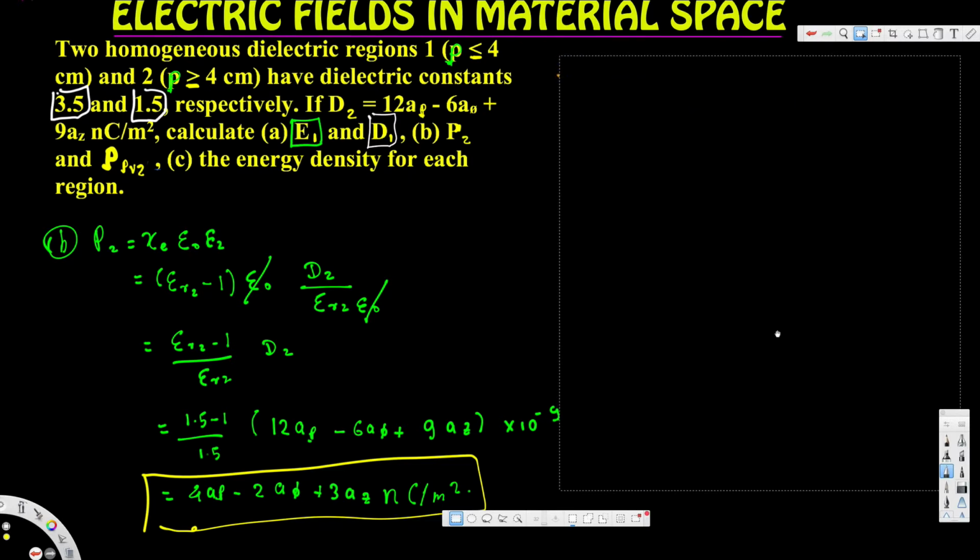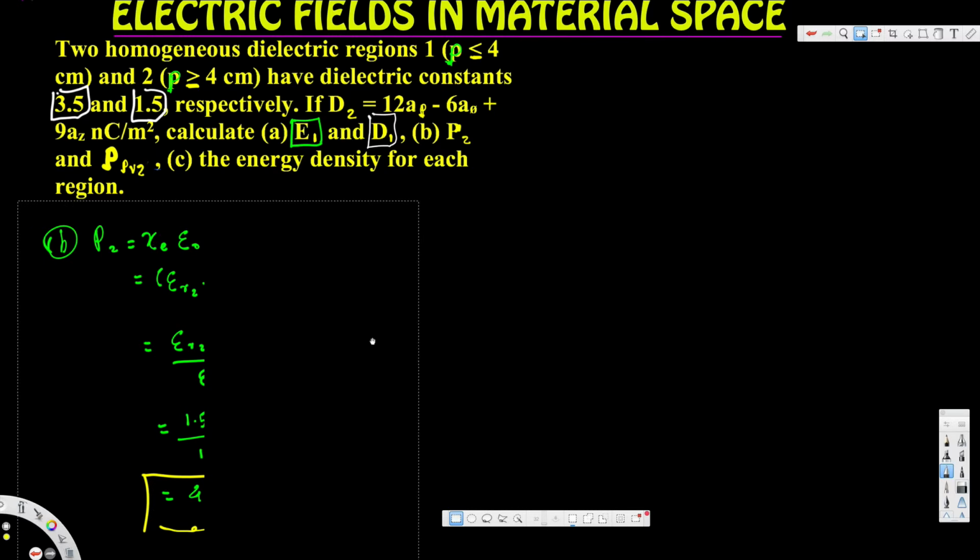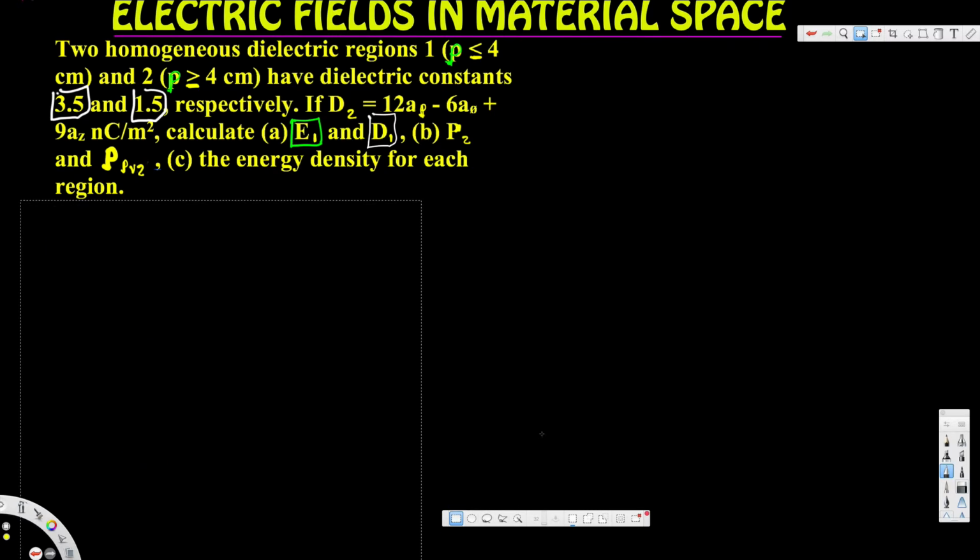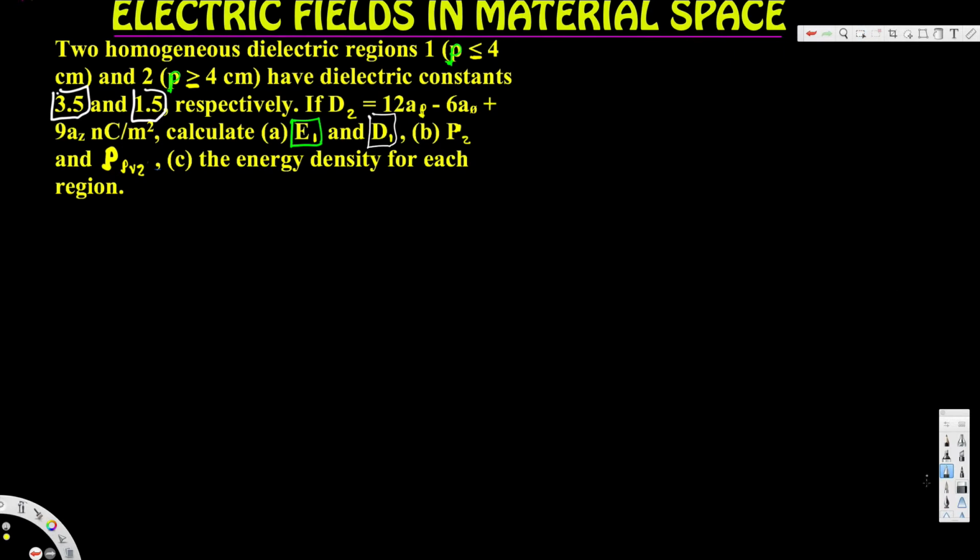Let's get rid of this one. The energy density in region 1 can be calculated using this formula. Let's go to region 1: half epsilon 1, and then E1 magnitude square.